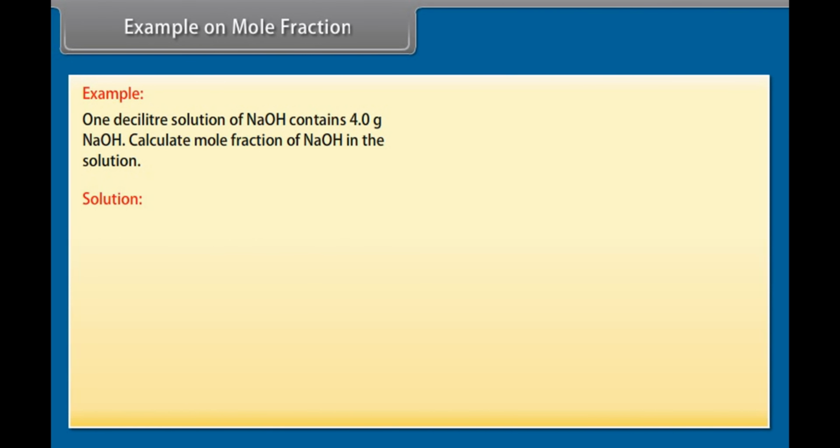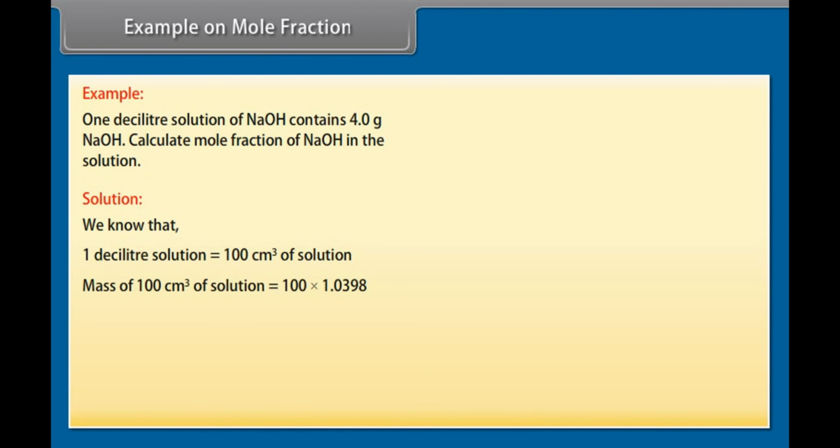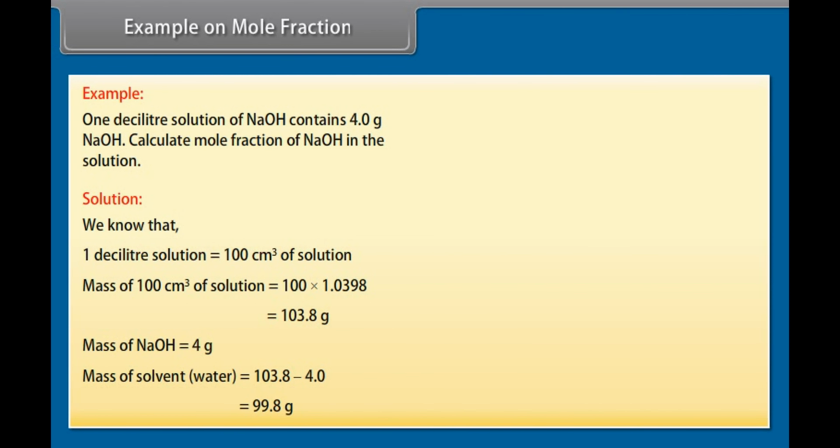Let's see the solution. We know that 1 deciliter solution is equal to 100 cubic centimeter of solution. Mass of 100 cubic centimeter of solution is equal to 100 into 1.0398, which is equal to 103.8 grams. Mass of NaOH is equal to 4 grams. Mass of solvent, which is water, is equal to 103.8 minus 4, which is equal to 99.8 grams.